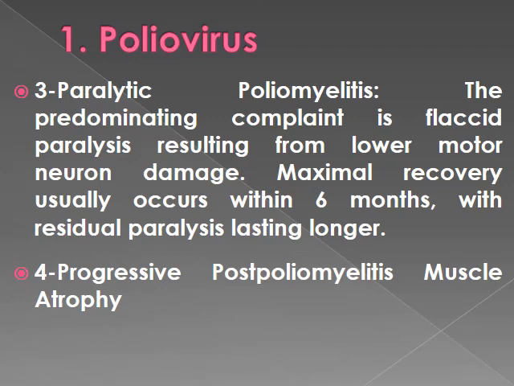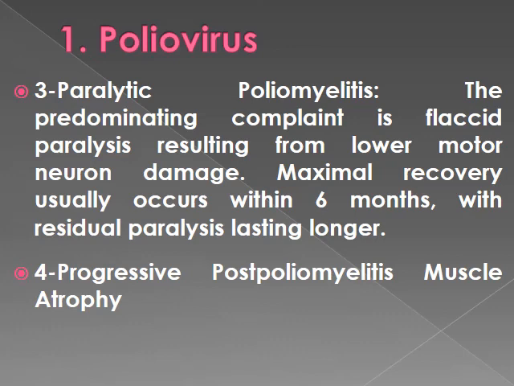Third, paralytic poliomyelitis. The predominating complaint is flaccid paralysis resulting from lower motor neuron damage. In 1% of cases there will be paralytic poliomyelitis with flaccid paralysis. In neurology you take a type called spasticity, which is rigidity; here flaccid paralysis is exactly the opposite of spasticity. Maximum recovery occurs within 6 months but there is no complete recovery. There will be residual paralysis lasting longer. The degree of paralysis depends on the number and size of the motor neurons damaged by the virus.